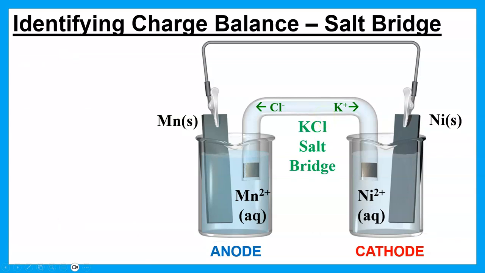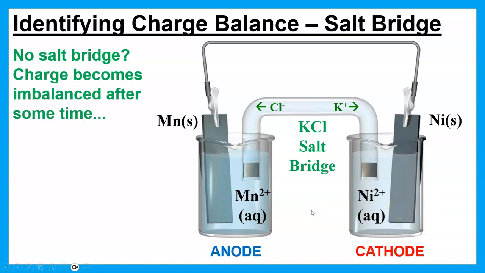Very often, they're going to ask you a question that says something like, what's wrong with this setup? What's wrong with this cell the student created? And they'll show you a diagram with no salt bridge. And the thing is, if you don't have a salt bridge, as the cell runs, you start getting way too many cations on one side and not enough on the other. You end up with what's called an imbalance of charge. And after a little while, it will get bad enough that your cell won't work anymore. We say the cell dies. You just can't keep going.